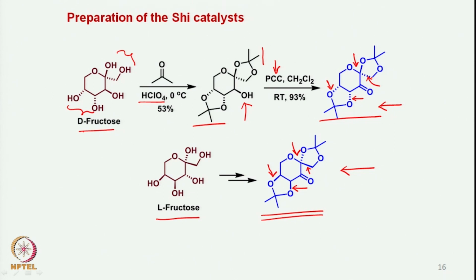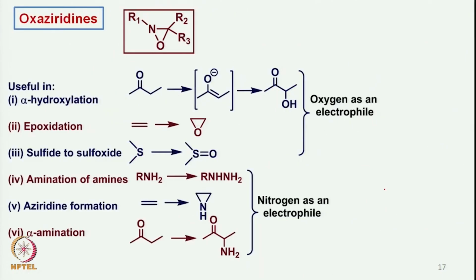images of each other. So, whatever chirality is going to come of the epoxide, which is here, by using this ketone, it will be exactly opposite by using this ketone. So, there is a great advantage and it is very easy to prepare from D-fructose and L-fructose.